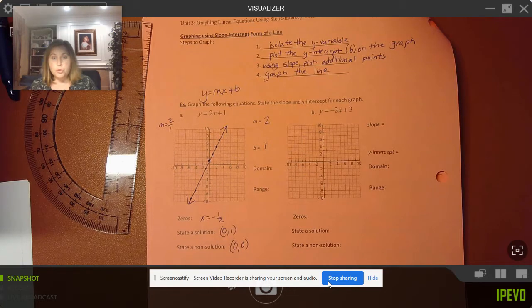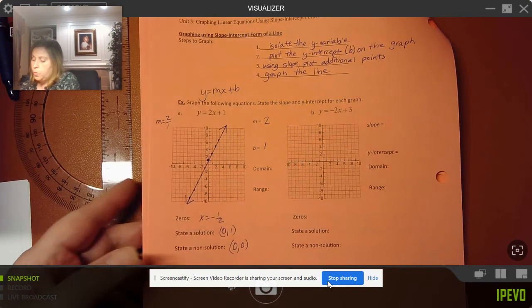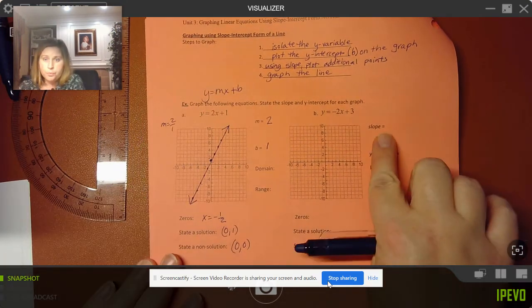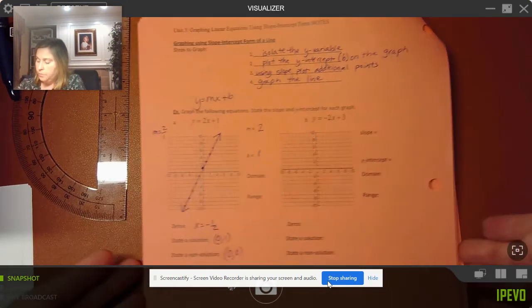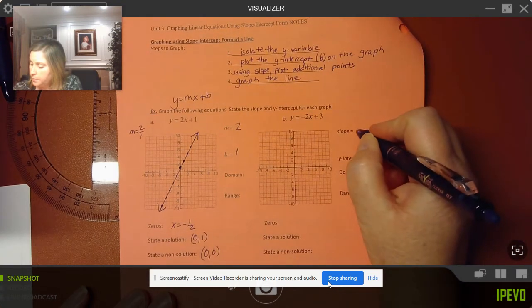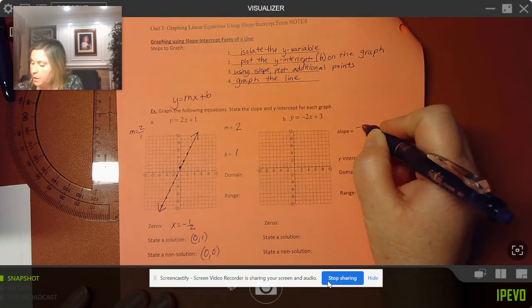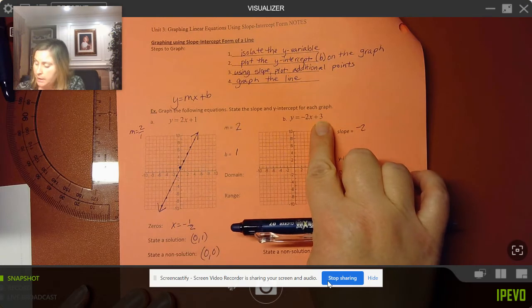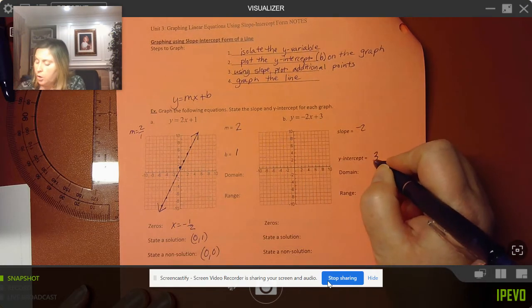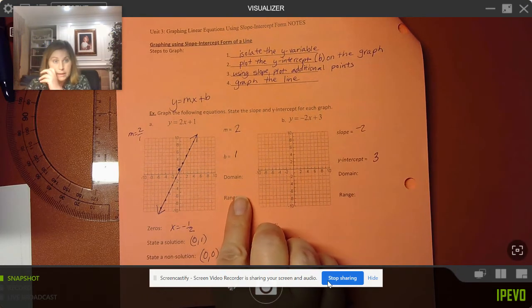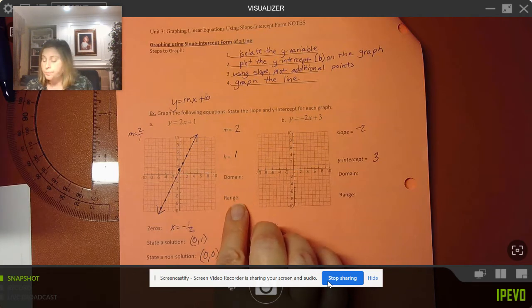All right, example 2 is also in slope-intercept form for us, which is great. So this has a slope of negative 2. This has a y-intercept of positive 3. Oh, I'm going to go back to this example A, domain and range.